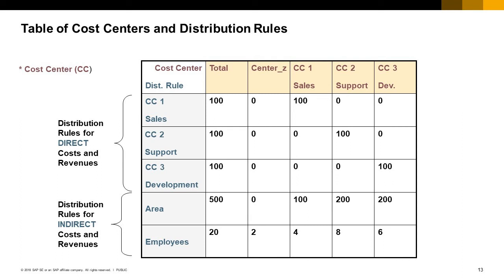Once OEC Computers has set up their cost centers and distribution rules, they can view the allocations in a table format. Choose Financials, Cost Accounting, Table of Cost Centers and Distribution Rules to display the allocations for distribution rules. Here we see an example of how OEC Computers could set up their distribution rules to distribute costs to the appropriate department cost centers.